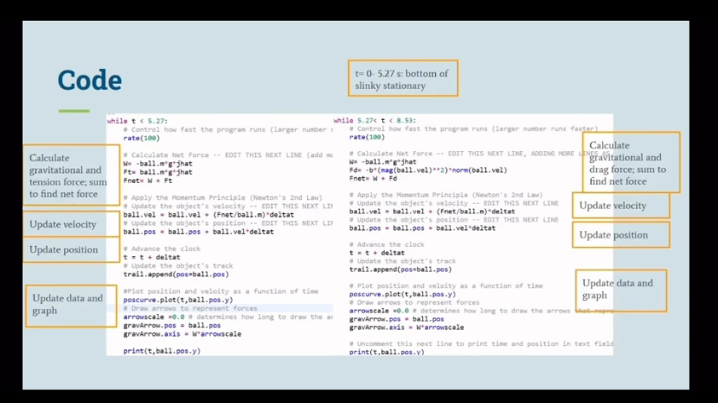Now, when time is greater than 5.27 seconds but less than 8.53 seconds, both the top and the bottom of the slinky fall. Again, we calculate the forces acting on the system. Instead of tension, the drag force is calculated and added with the gravitational force because the slinky is no longer stretched but compressed. Once again, we use the net force found to update the position and velocity of the system and create the computational model.